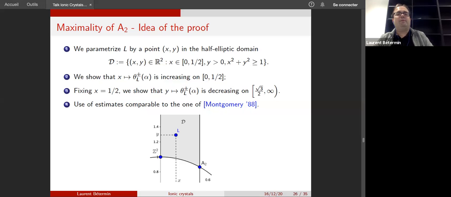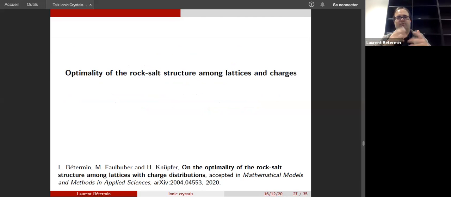Okay, so now we know that if we fix lattices, we know how to find the optimal charge distribution in some cases, okay, not in all the cases, but we have a strategy at least. And we know that for the alternation of charge, the square lattice or the cubic lattice is optimal in that sense, but the triangular lattice is maximal, so you have a lot of optimality results.